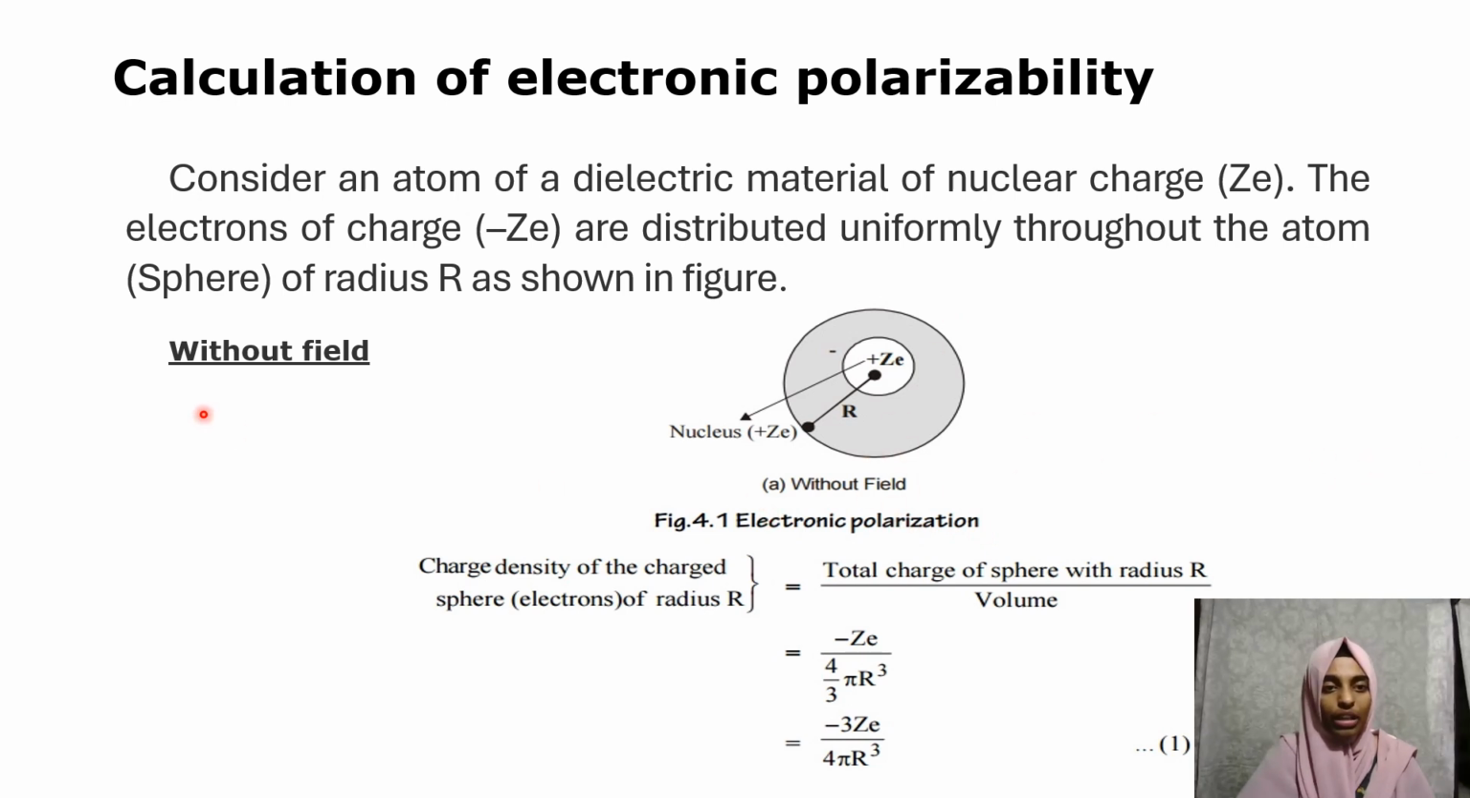Here we have the case without field. The charge density of the charged sphere of radius capital R is equal to the total charge of the sphere divided by its volume. We know that the volume of a sphere is 4 by 3 pi R cube, and as the radius is capital R, it is capital R cube. The charge of the sphere is minus Ze, the electrons' charge. So we get the total charge of the sphere as minus Ze. We consider this as equation 1.